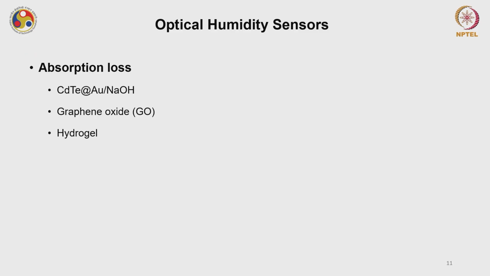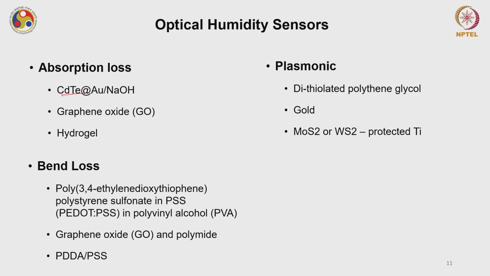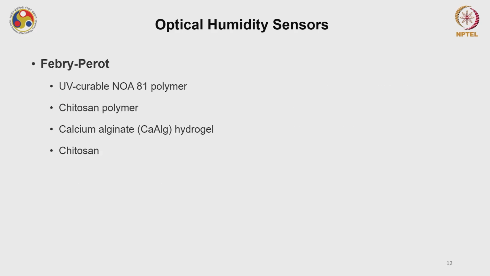So there are various materials which show this property, particularly if you see this cadmium telluride based system on gold, they have shown some absorption properties with light. Some plasmonic devices based on gold have been developed to possess these humidity sensing properties. You have some polymer based devices which can detect the bend loss. Gratings are usually based on graphene oxide, some polyimides and carbon nanotubes. You have Fabry-Perot devices based on chitosan polymer as well as some hydrogels.